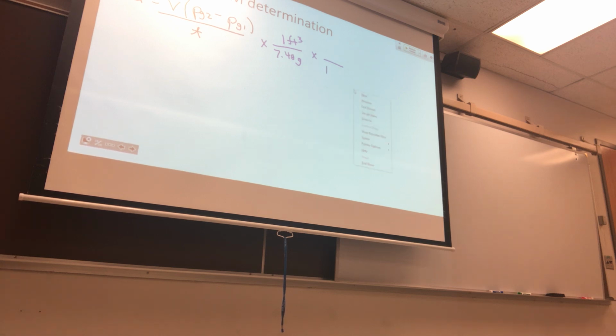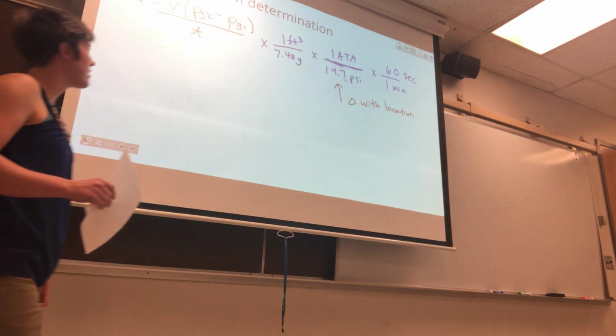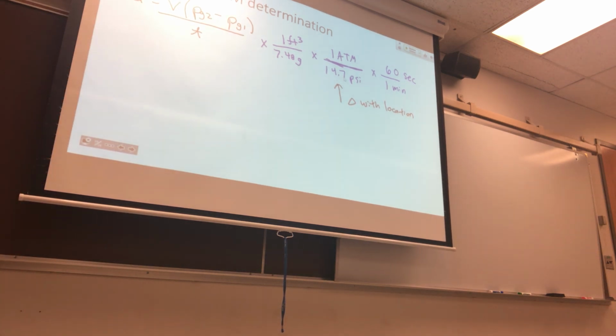Okay, so that 14.7, that's PSI where you're at, and that's equal to that 1 ATM. So this is getting us to STP here. So this value, that's going to change with location. And then we can get our minutes to seconds depending on what we are measuring in. So all these blue numbers are things that can change, but our conversions with this original equation written in black.